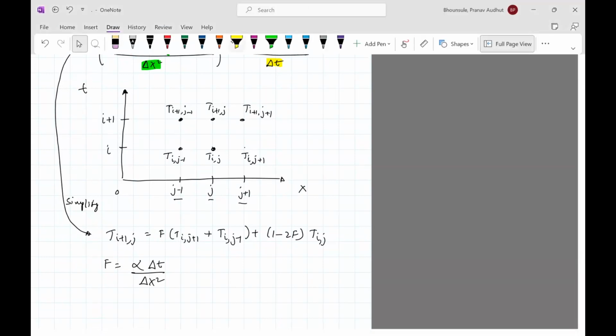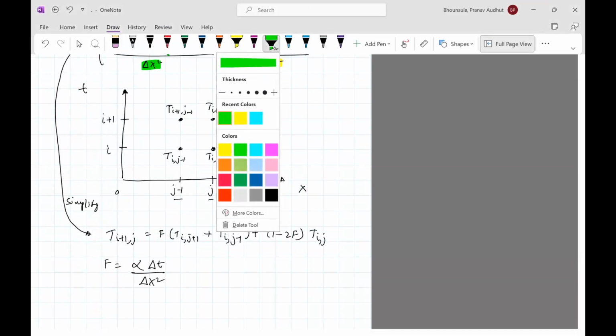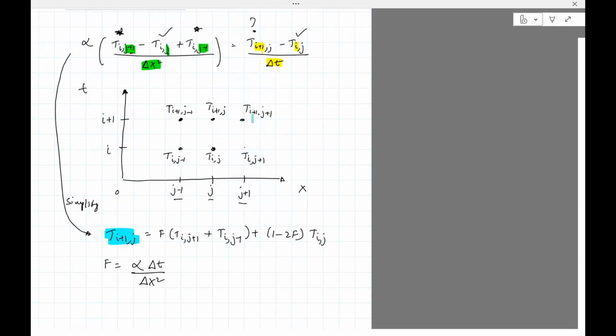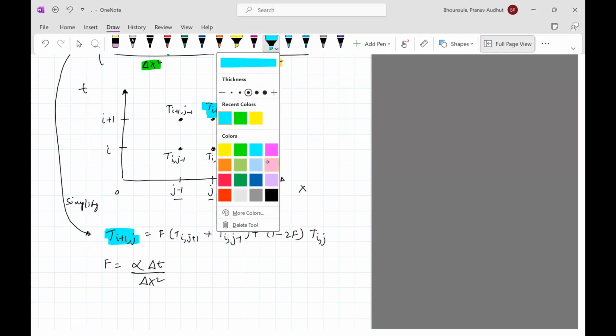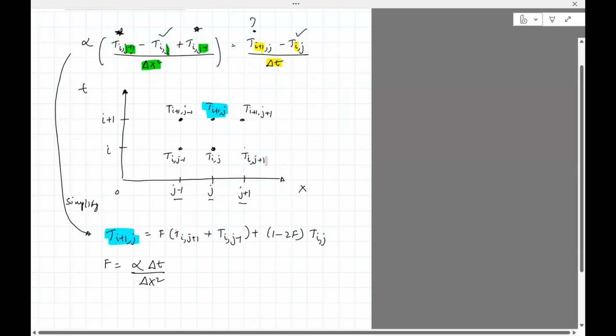So coming to this equation here, we are trying to solve for this. This is the temperature at time i plus 1 at index state j. This is basically this point. Then we have the following things. We have ij plus 1, ij minus 1, ij. These are here.